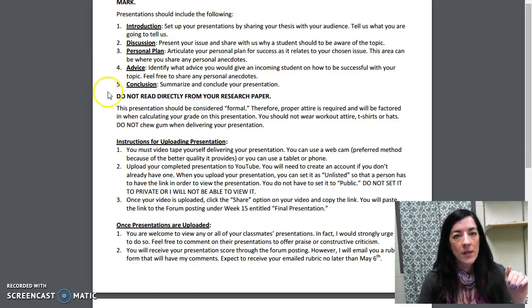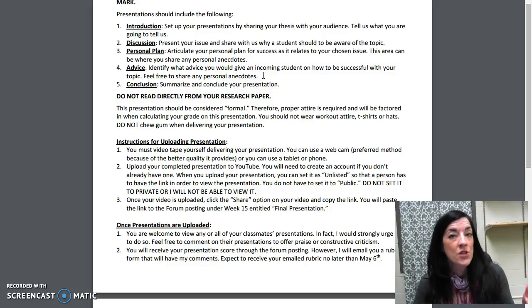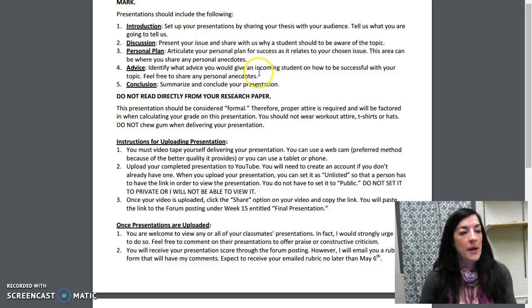You should include the following information that you've included in your paper, but I want you to think about maybe if there's a story that you'd like to share. Is there some reason you really chose this topic? For example, is time management something that's really been an issue for you? Do you have some stories that you want to relate to that? You can share that in your discussion, in your personal plan, in your advice section, but you do need to make sure that you include all of this information.